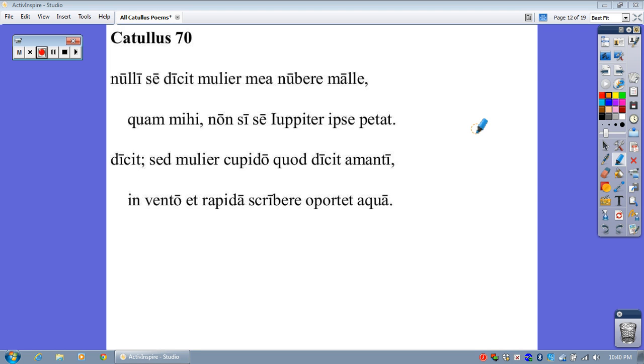Nulli se dicit mulier mea nubere malle, quam mihi, non si se Jupiter ipse petat.